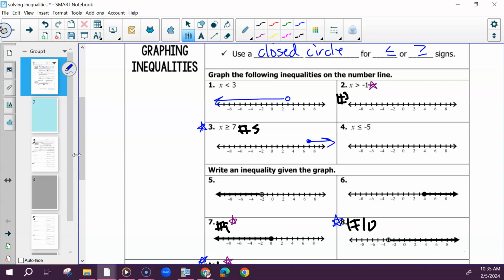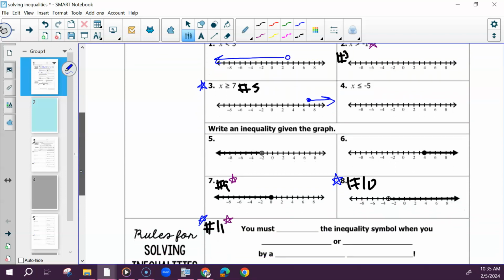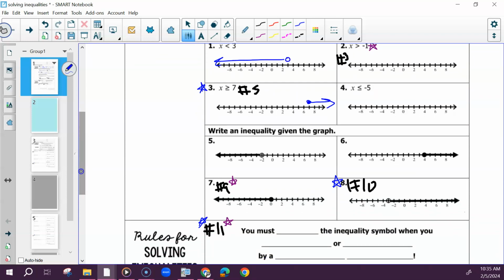Okay. Now this is the opposite. Now we have graphs and we have to write what the inequality is. So for number 5, we know it starts at -2. It is an open circle, so that has to be your strictly less than or strictly greater than. Which one would it be? Less than. So everything below -2. So less than is pointing to the left. Left.